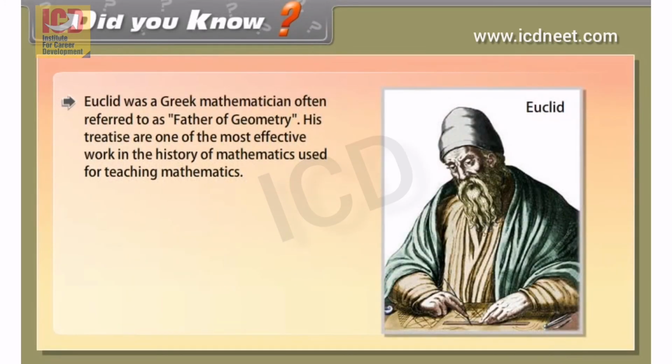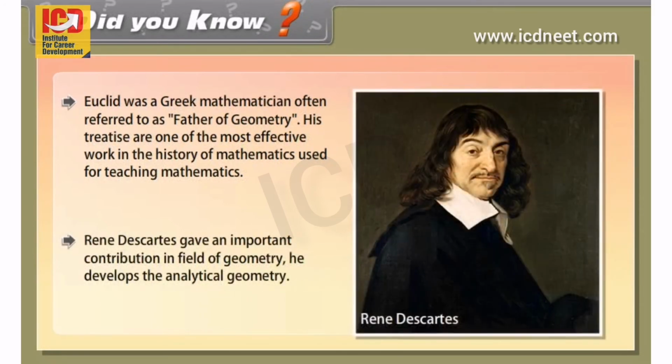Did you know? Euclid was a Greek mathematician often referred to as the father of geometry. His treatises are one of the most effective works in the history of mathematics used for teaching mathematics. René Descartes gave an important contribution in the field of geometry. He developed analytical geometry.